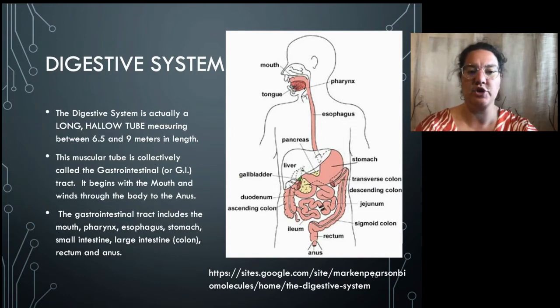Together, this muscular tube is known as our gastrointestinal tract or GI tract. Begins with the mouth and travels through the body, ends with the anus. Once we pass the mouth, we have the pharynx and the esophagus, the stomach, small intestine, large intestine, rectum, and anus.